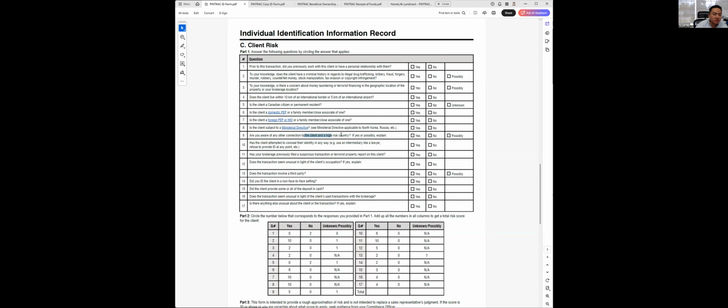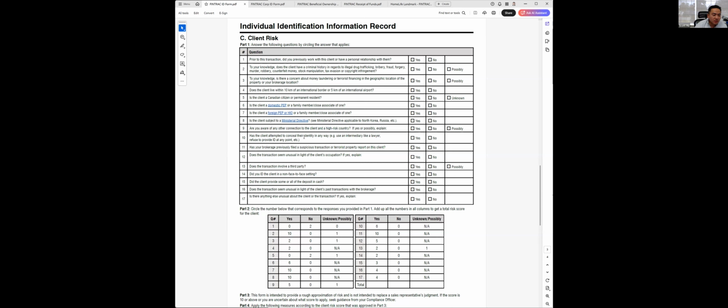Do they have any connections to a high risk country? So that list of countries I mentioned earlier, subject to increased monitoring, those would definitely be considered high risk countries. Have they tried to hide their identity in any way? So if you meet a client and the client refuses to meet in person, they only want to meet online, right? That's a potential red flag.